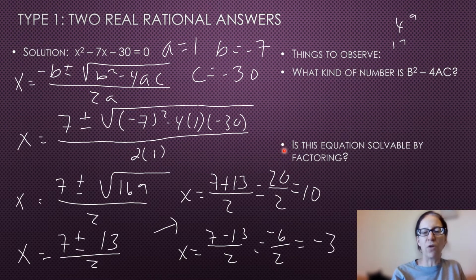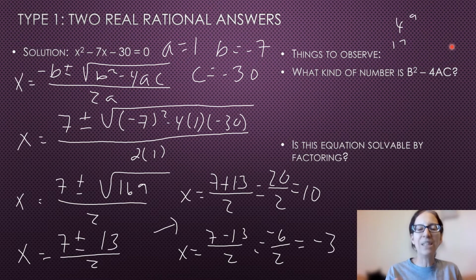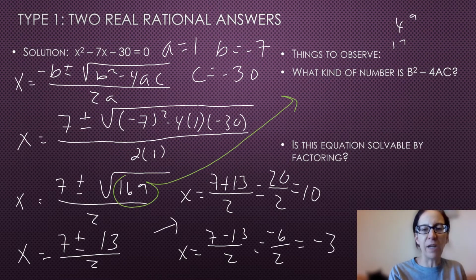So 20 over 2 is a fraction. You could have said 10 over 1, but rational just means able to be written as a fraction. There it is. -6 over 2 is a fraction, okay? So we can confirm that those are 2 real rational answers. Now, let's come over here. What kind of number is b squared minus 4ac? In this case, the b squared minus 4ac was 169.